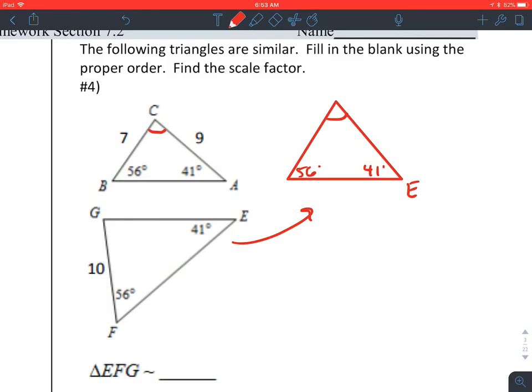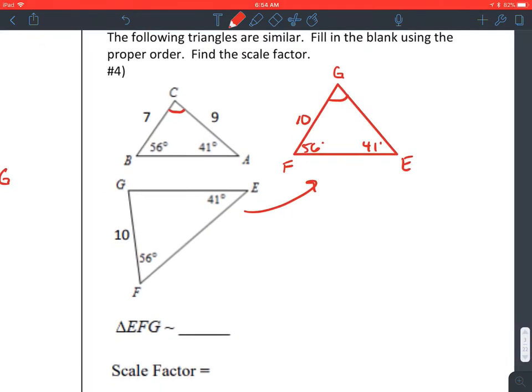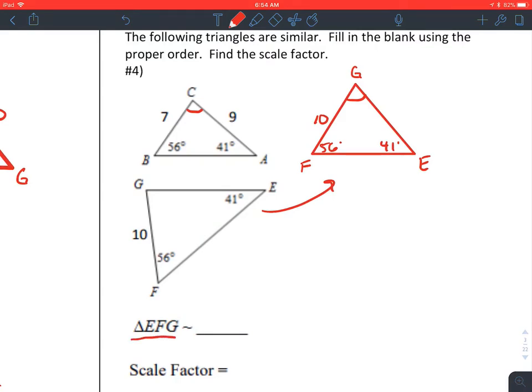So angle E, angle F, and angle G, even if we didn't know that those third angles G and C were congruent, we know they're similar because the directions say that they are. FG is 10. Now that we've written the pictures so that the corresponding parts are in the same positions, finishing the statement, triangle EFG is similar to, so EFG, it's going to be triangle ABC.